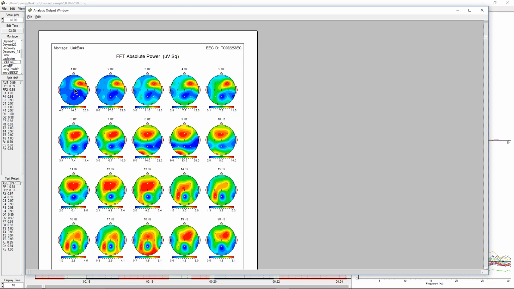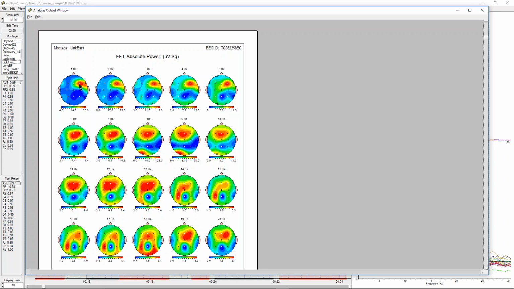We're looking down at the top of the head. Here's the nose at the top. Here's the left ear. Here's the right ear. And these values are just absolute power values. They're not statistical. And each head has its own scale. So the red color is the highest voltage or power, and the dark blue color on this scale over here is the lowest value. We don't know if it's abnormal. All we know is that it's the highest and the lowest.